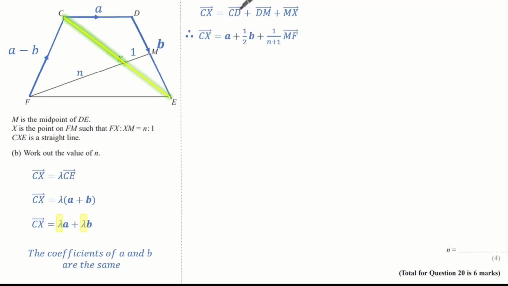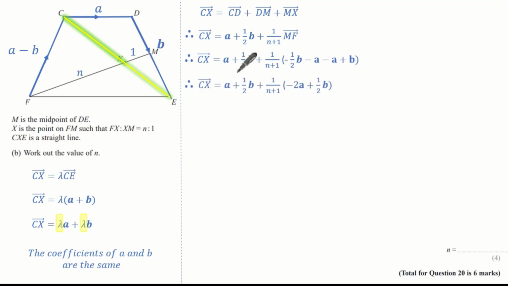Substituting what I know, well, I know the vector CD is simply a. I know the vector DM is a half b. And I know vector MX would be 1 over n plus 1 of the vector MF. Now, working this out, we have vector a plus a half b, and let's identify the vector MF. Well, to work out the vector MF, you can see it's minus a half b, subtract the a, and subtract our minus b, which I've indicated here.